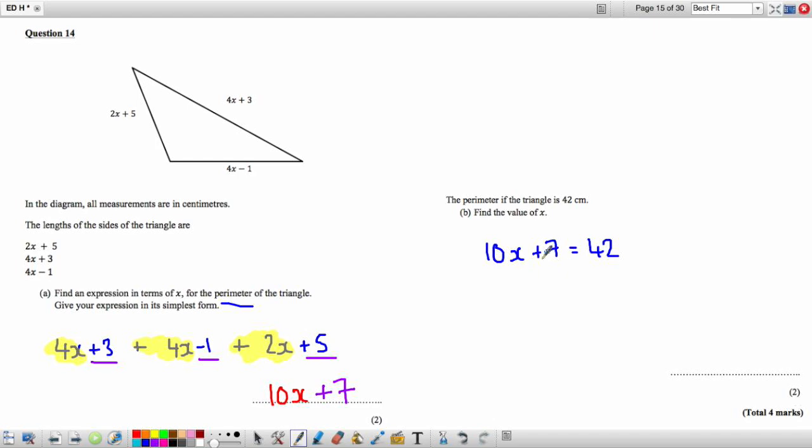The first step is subtract 7 from both sides. This leaves us with 10x equals 35. We then divide through by 10. X equals 35 divided by 10, which is 3.5.